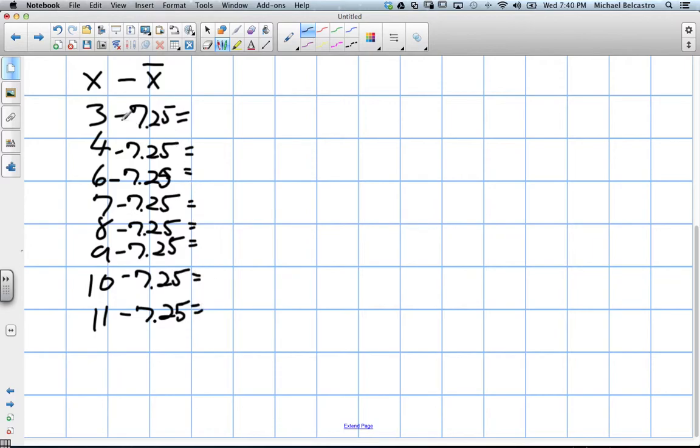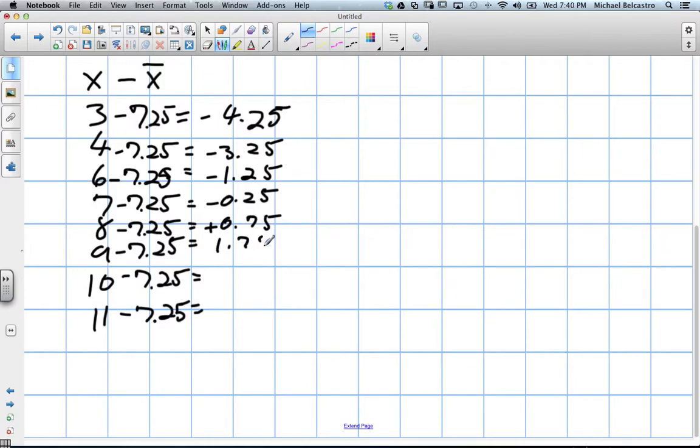Good. Okay, so if we were to subtract these, this becomes negative 4.25. Just double check that for me. Which means this is negative 3.25. So this is negative 1.25. This is negative 0.25. Positive 0.75. 1.75. 2.75 and 3.75. So that's all of those together.